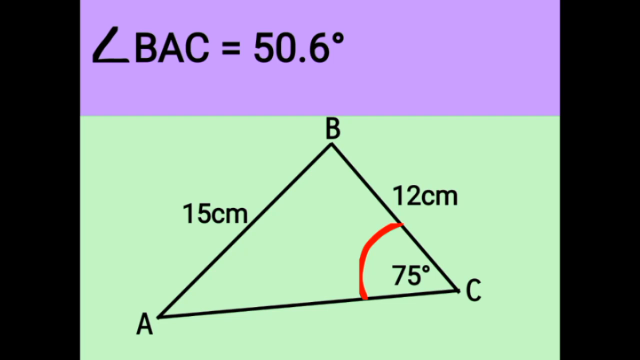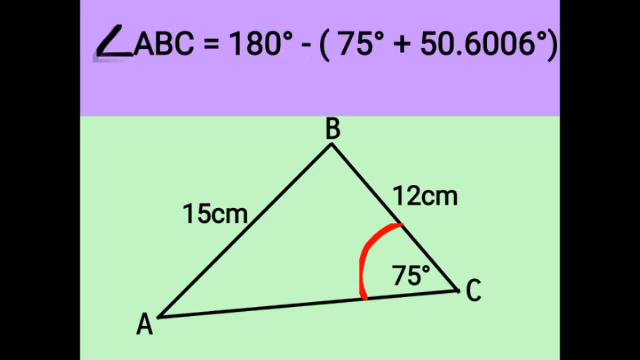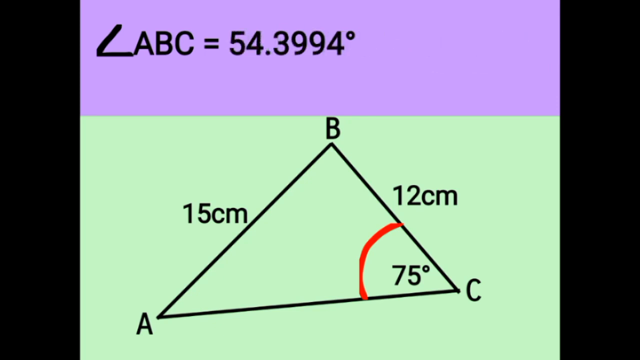As we all know, the total of the angles in a triangle adds up to 180 degrees. So, the size of the angle ABC equals 180 degrees minus 75 degrees plus 50.6006 degrees. Here, I didn't round the size of the angle BAC to three significant figures to get a more accurate answer. So, ABC equals 54.3994 degrees. Then, the size of the angle ABC is 54.4 degrees.